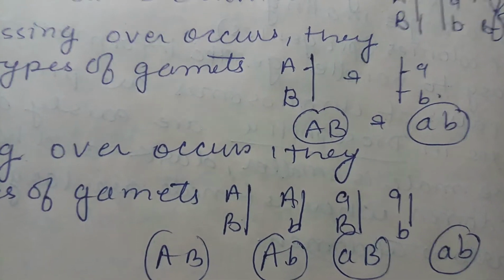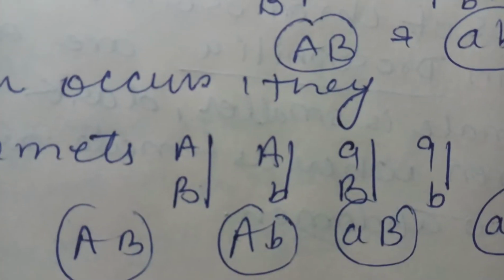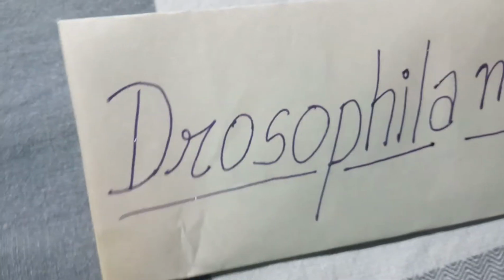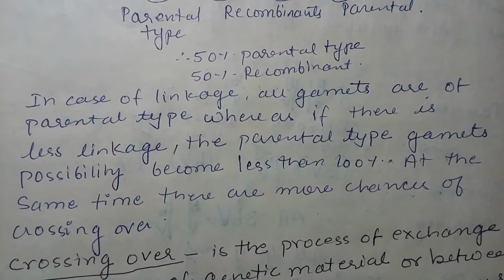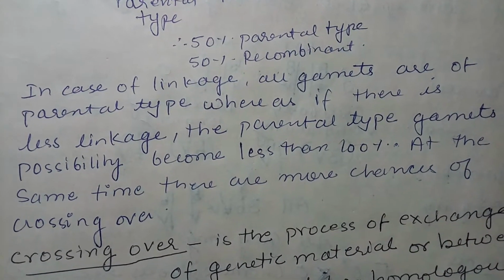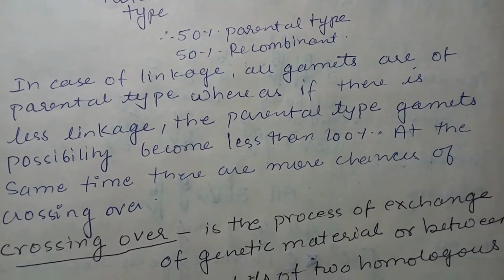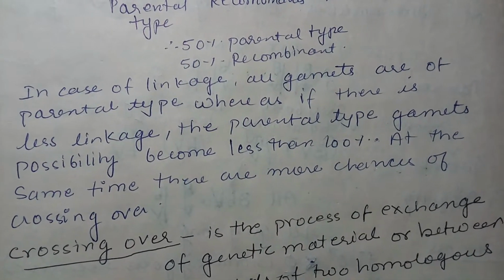What are the 4 possibility? 2 are these and 2 are new combinations, that are capital A small b, and small a capital B. Out of these 4, the 2 are parental and 2 are recombinants. So there is 50% parental type, 50% recombinant. In case of linkage, all gametes are of parental type, whereas if there is less linkage, the parental type gamete possibility become less than 100%, because you will see new combinations also. At this time, there are more chances of crossing over.